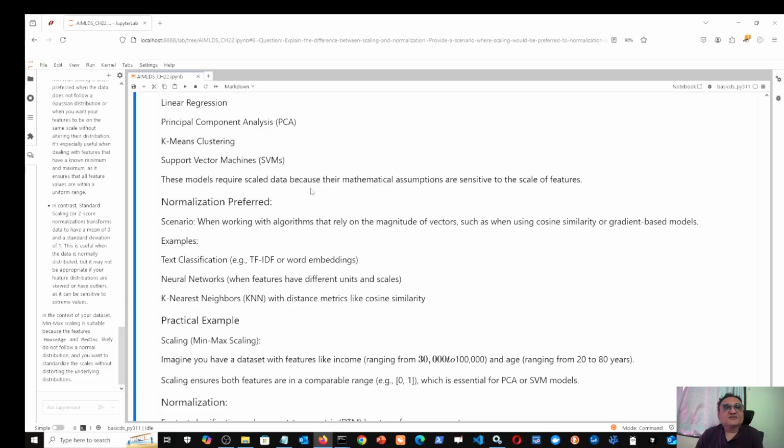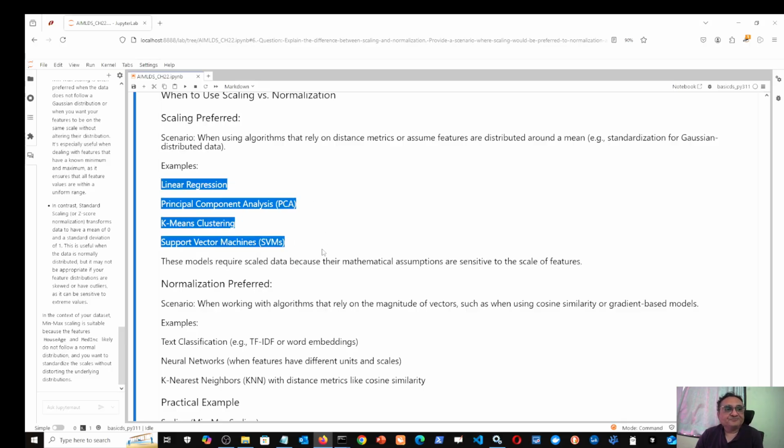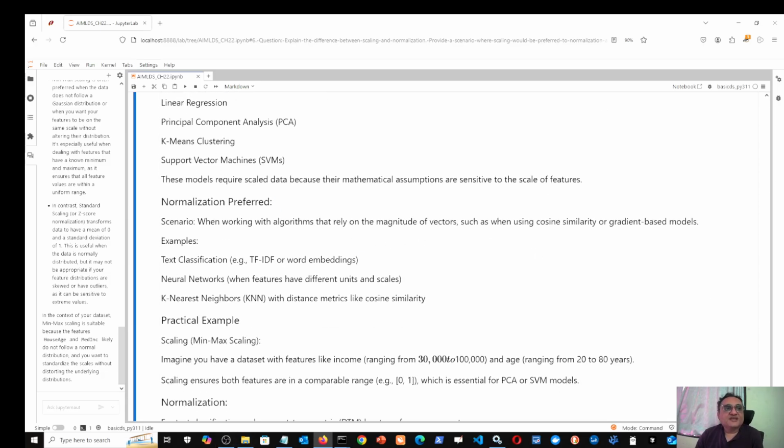And in this case, the mathematical assumptions are sensitive to the scale of the feature, and therefore first you do scaling and then you use this algorithm. So remember this. This is important in linear regression, principal component analysis, K means and SVM. Okay, you should first scale.